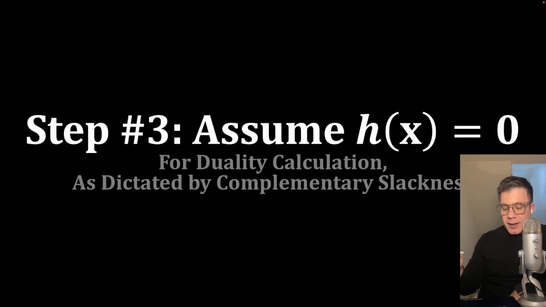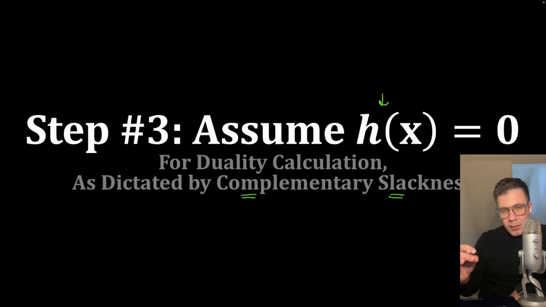So we can't forget to apply our KKT conditions, and specifically, we're going to have to make an assumption with regard to complementary slackness. So we may have to redo this. In fact, we will have to perform this step number 3 two times. Let's start off with the assumption that h of x is equal to 0.